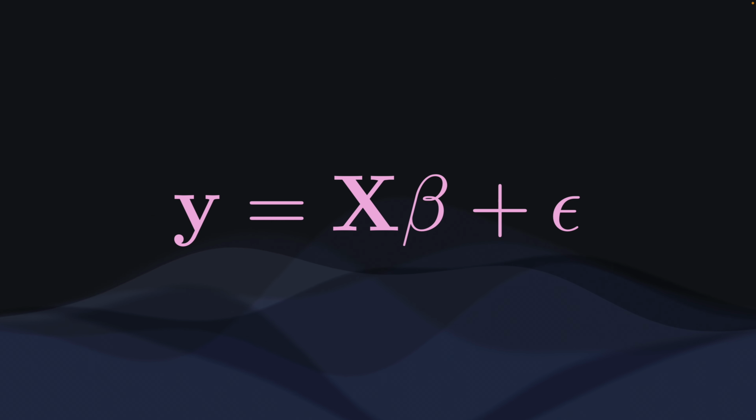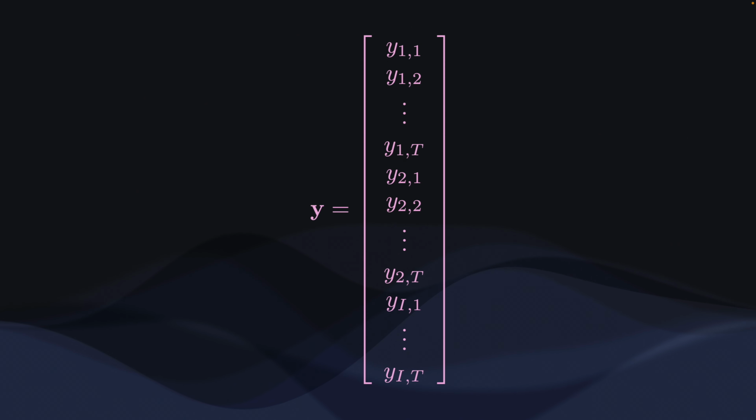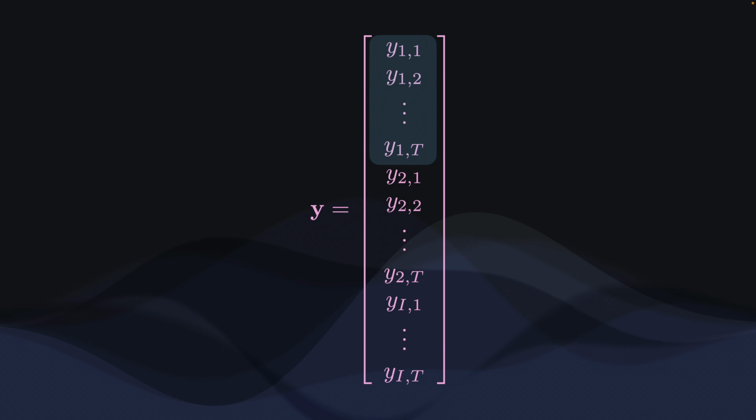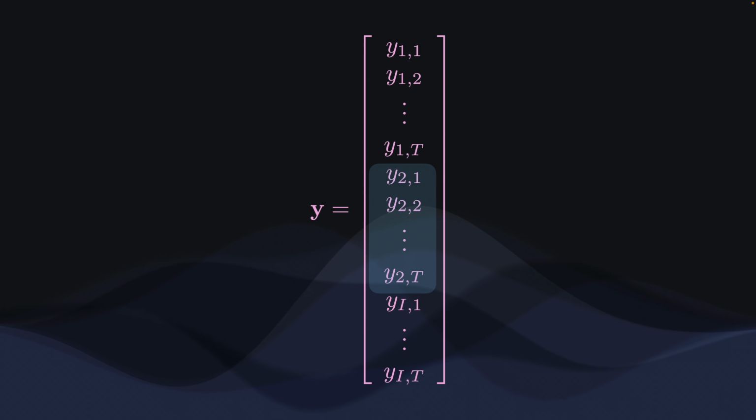It is then common to stack the observations for each entity. For example, if we have I firms and T years, the vector y of elements y_it is defined as this. We can see all the observations for the first firm at the top, then all the observations for the second firm, and so on.